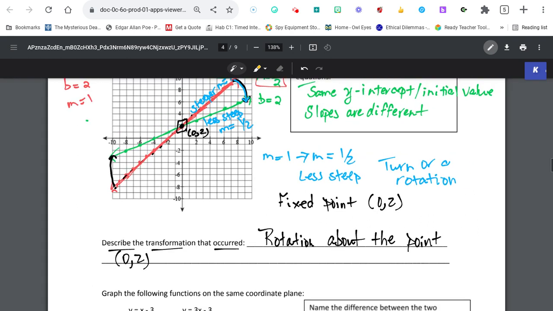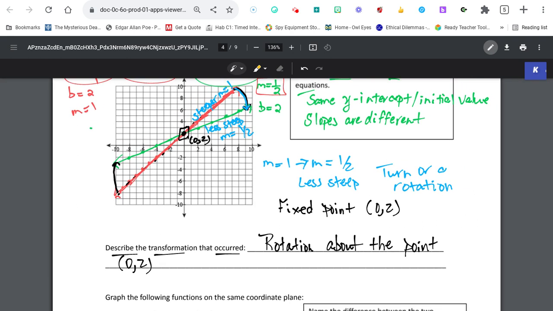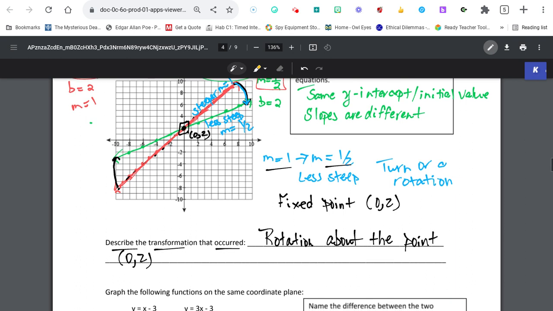Like I said, I wish I could have shown you this on the smart board and actually turned it. You could have seen that it was going around (0, 2), that fixed point. But I hope you understand that the red line is being turned down, so the slope is being decreased, or less steep than the original slope.